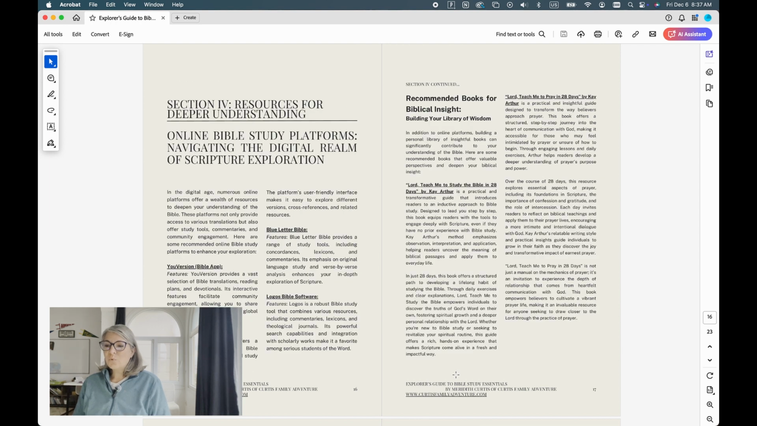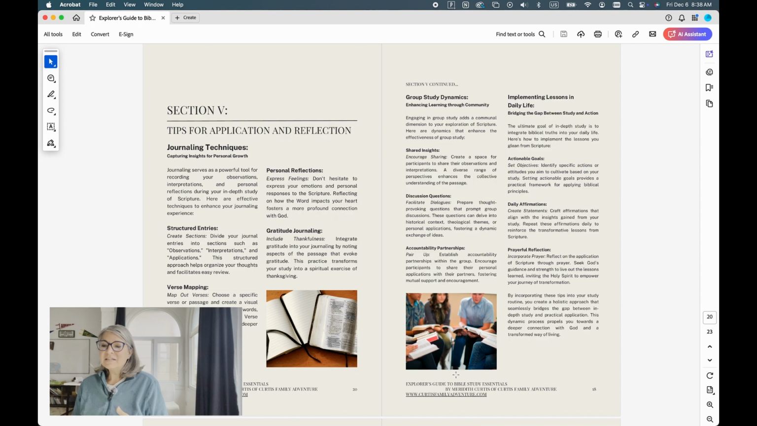In section four, we're going to talk about great resources for deeper understanding. And I share some of my favorite online Bible study platforms. Then I share some books that I recommend that really helped lay a solid foundation for my faith and how I study the Bible. Then in section five, I go into tips for application and reflection.